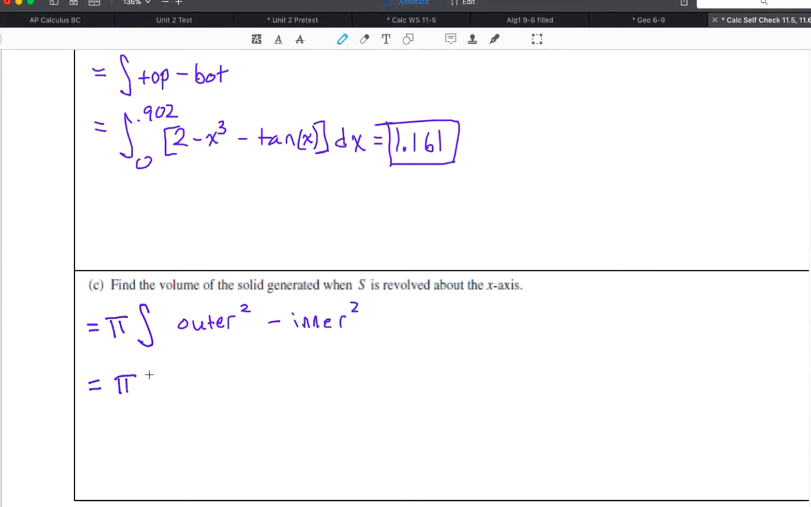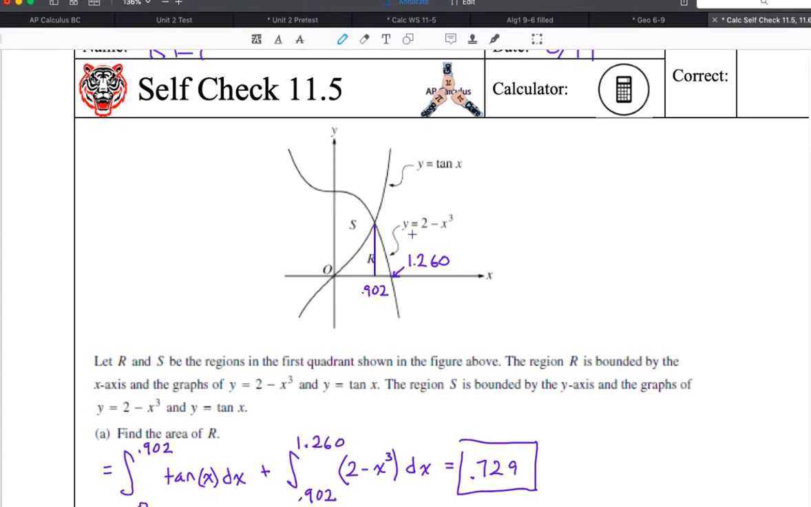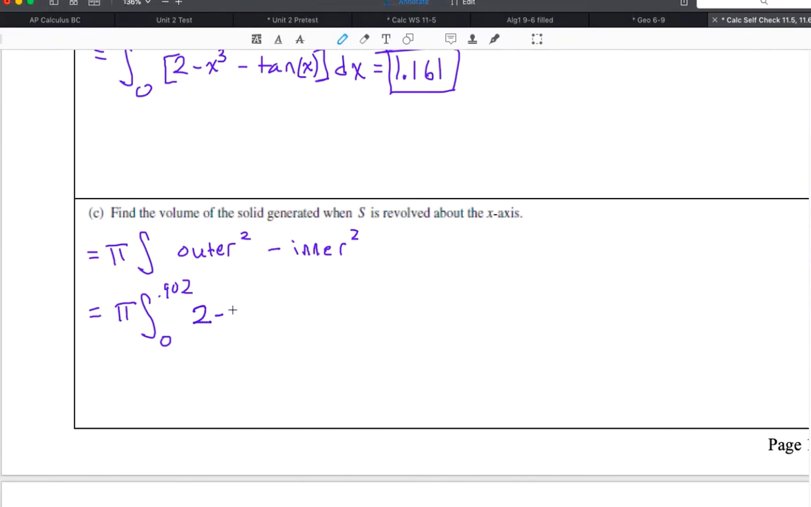All right, so what are we actually typing here? We're going to be writing integral from 0 to 0.902, again 0.902 because it's s. And the outer, so around the x-axis, I'm rotating around here. The outside function is this function, which is the cubic. I'll write down 2 minus x to the power of 3. That is going to be the quantity squared, because that's the radius squared minus the other radius squared. And I have tangent of x. That is going to be tangent squared of x now. And all of this stuff is going to be d of x.